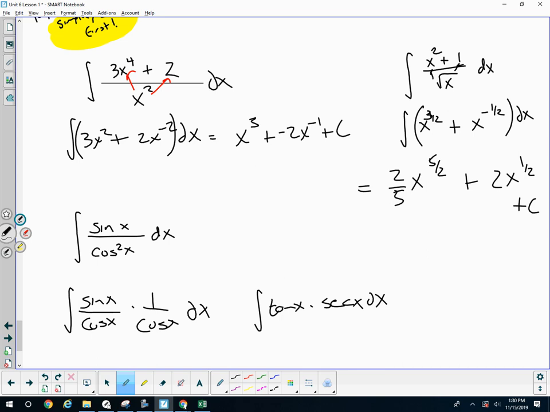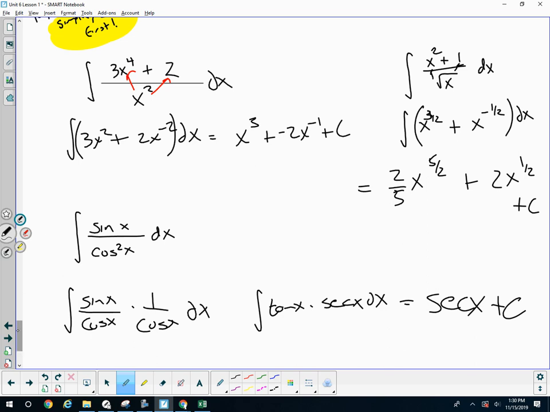Stay with me. Which trig function's derivative is tan x times secant x? What is it? Secant. Thank you, Mr. Kingsley. Secant has the derivative of secant x tangent x. You got to remember these. Just showed up right there. Okay, so that was no quotient rule.